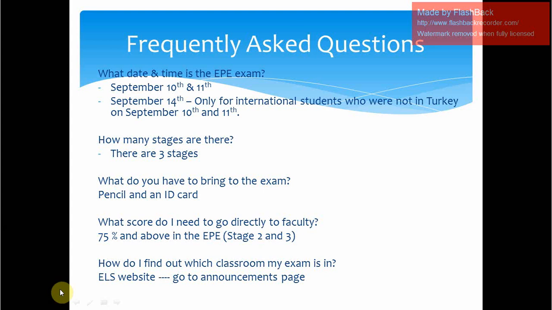So you need to achieve a score of 75% in the EPE, which is stage 2 and 3, to go directly into faculty. The results will be announced a few days after EPE. Again, it will be on our ELS website. Again, the last question here, which is very important, which classroom you have to be in for your exam. Please keep checking the ELS website. There's a yellow banner there, and it's the announcements page.